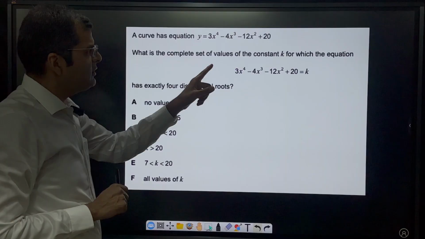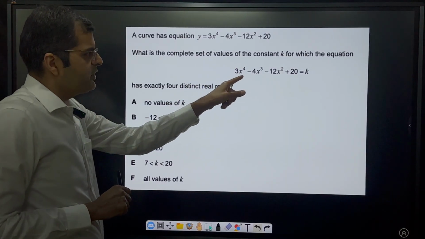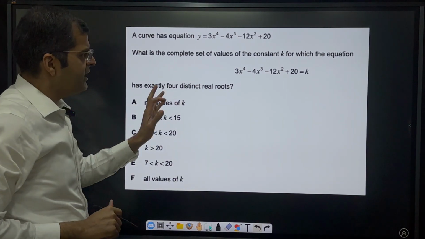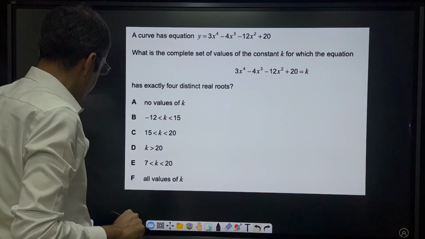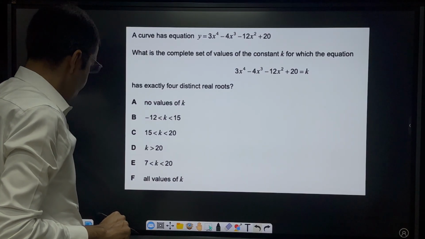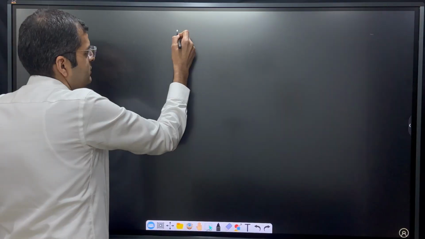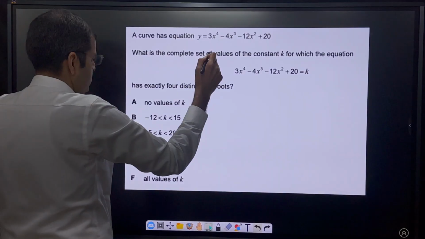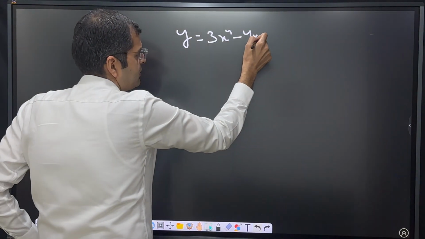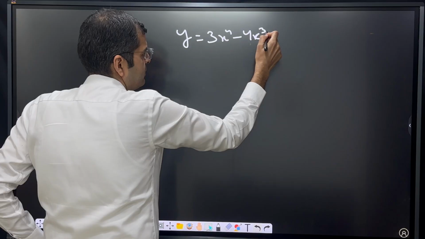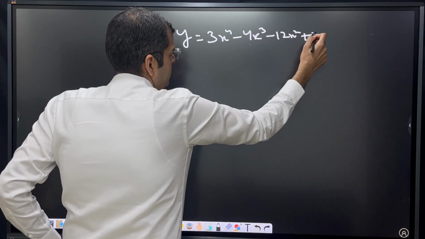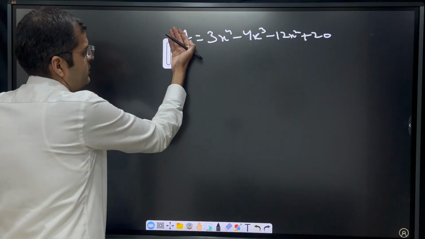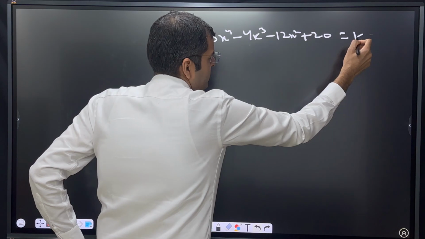Now, what is the complete set of values for the constant k for which this equation, y equal to k, has exactly 4 distinct real roots? Okay, so let me write down the equation first. It is y is equal to 3x raised to 4 minus 4x cube minus 12x square plus 20. This is equal to k. This is the equation we have.